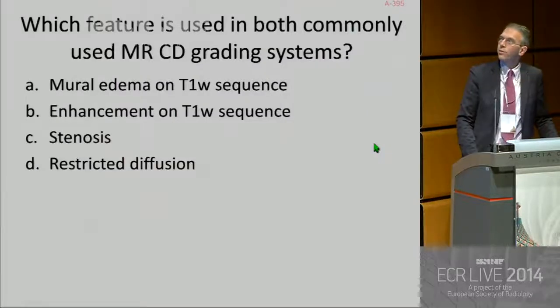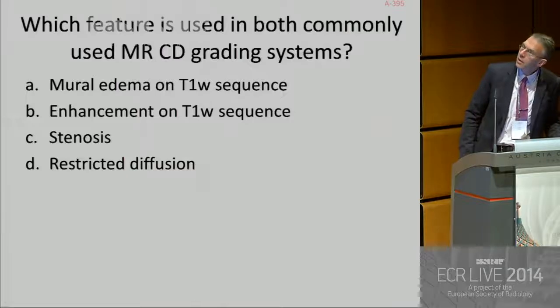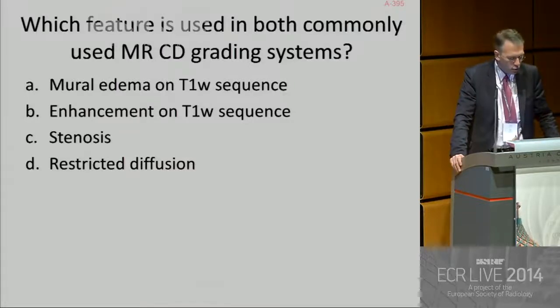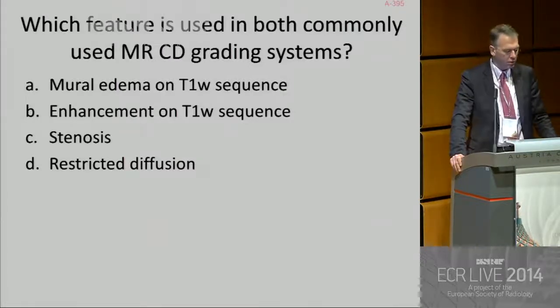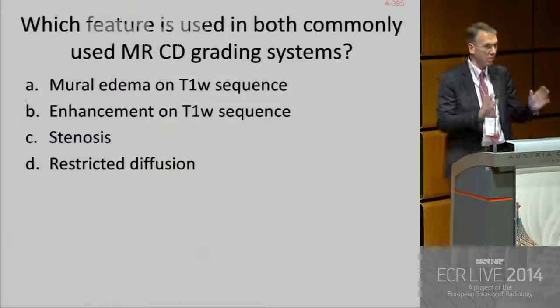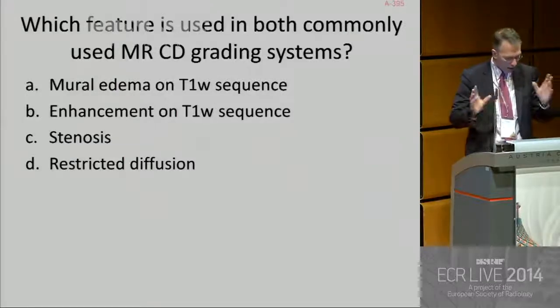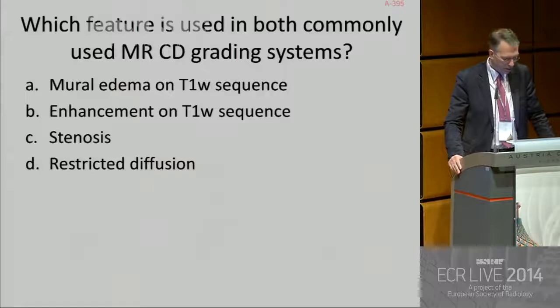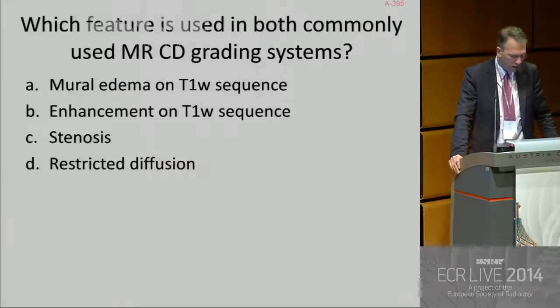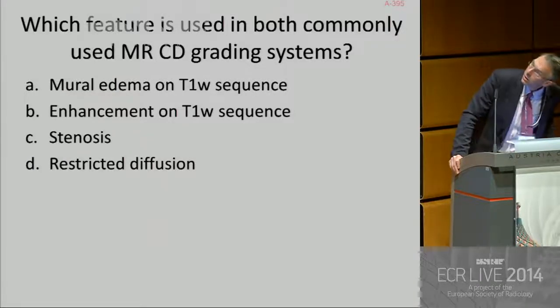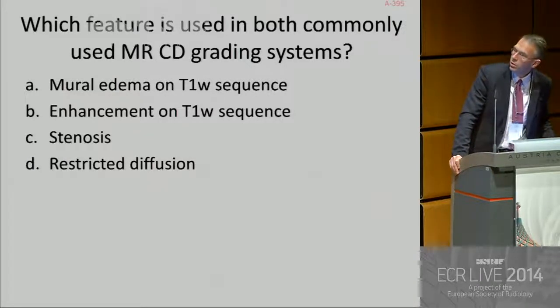That brings me to my first question. My question is, which feature is used in both commonly used MR Crohn's disease grading systems, so the Barcelona and the London system, the MaRIA and the CDA system? So is that mural edema on the T1 sequence, enhancement on the T1 sequence, stenosis, or restricted diffusion? And I don't know when you can vote.